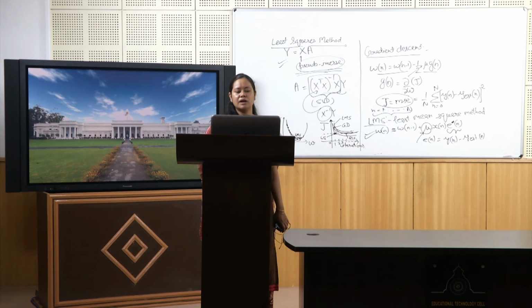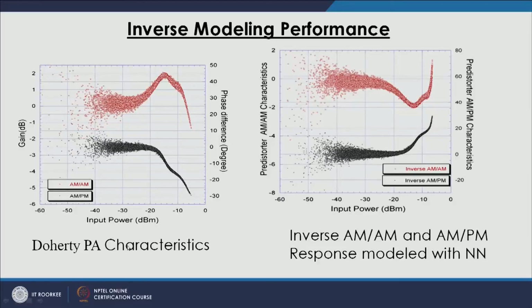So, here for a practical system, a power amplifier, we are showing the actual PA characteristic. In the left hand side figure we can see that our AM/AM is given by this red curve, which is the gain, and it is the normalized gain. We have removed the small signal gain so that we can just see its performance. Similarly, the phase difference, which is AM/PM, is shown by black, and we can see it is a very nonlinear system.